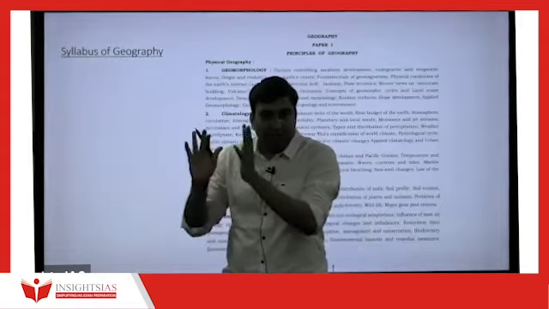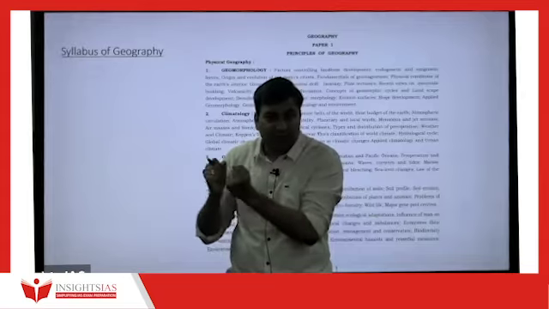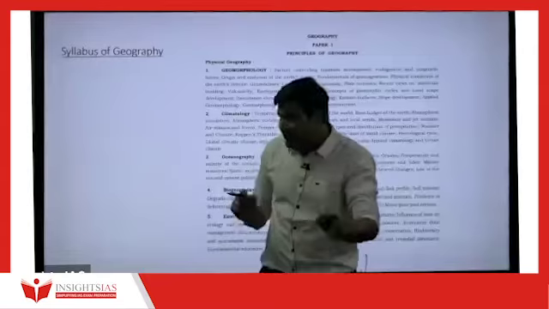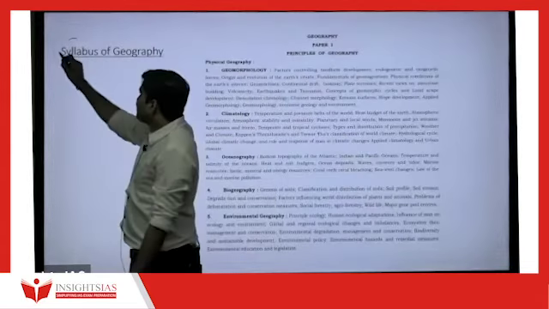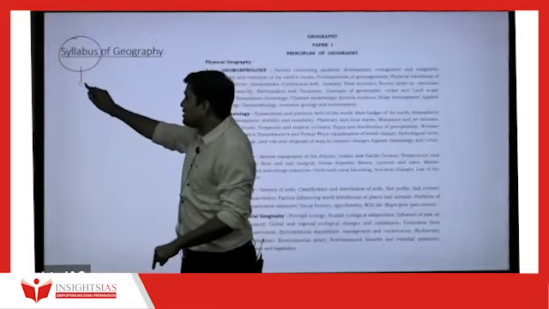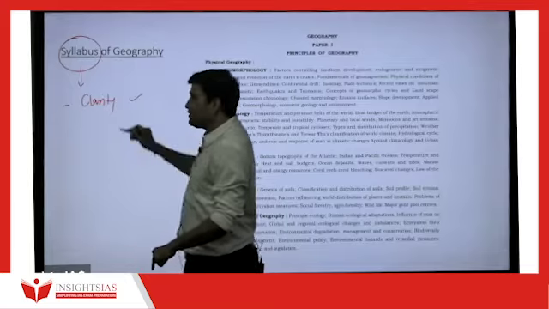But for that, understanding of paper 1 is very much important. For that, your base should be very strong. And the second point is, what is the need for understanding the syllabus of any subject? This understanding of the syllabus gives you clarity about the subject.